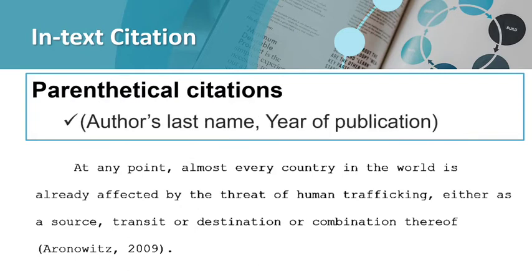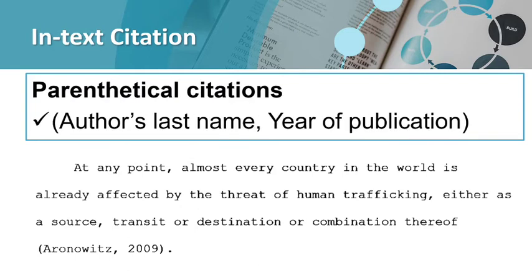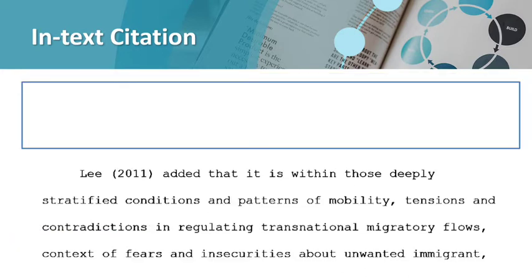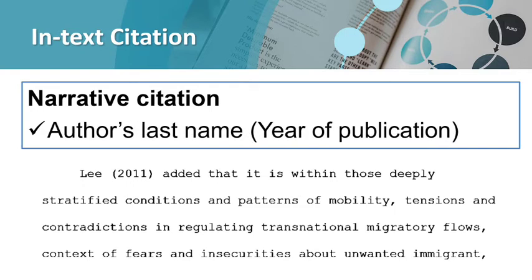Allow me to share with you an example of the parenthetical citation, wherein it consists of the author's last name and the year of publication inside the parentheses at the end of the sentence. So this is our parenthetical citation. Next is an example of the narrative citation, which includes the author's last name and the year of publication. The year of publication is only inside the parentheses.